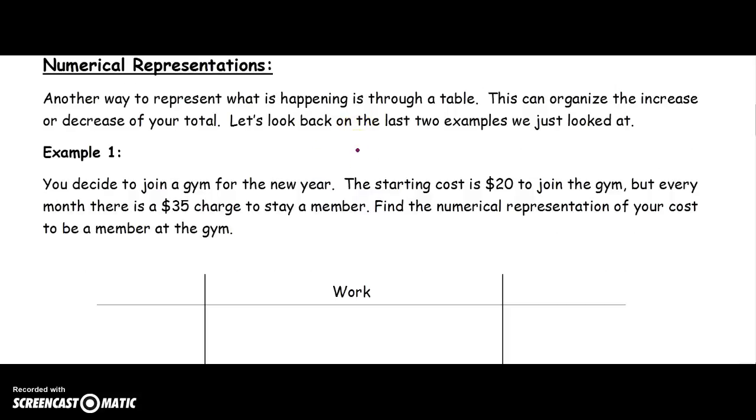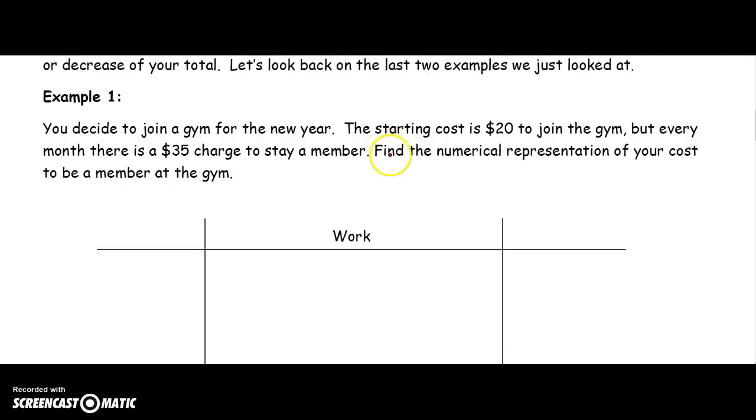Another way of representing is numerical representations. And this is what's happening through a table. So it can organize the increase or decrease of your total. Let's look back at the last two examples we just looked at.